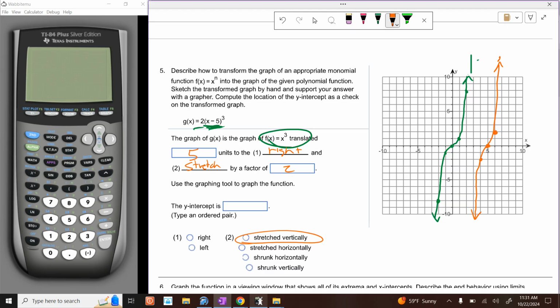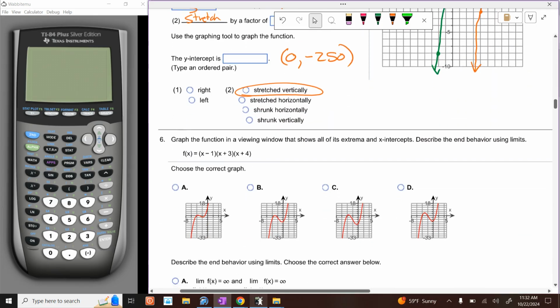Well, your y-intercept occurs when x equals what? 0. So we're going to plug a 0 in here. If we plug 0 in here, 0 minus 5 is negative 5. Negative 5 cubed is negative 125. Take negative 125 times 2, negative 250. Okay, our y-intercept will be at (0, negative 250). Are we good with all that? Okay.